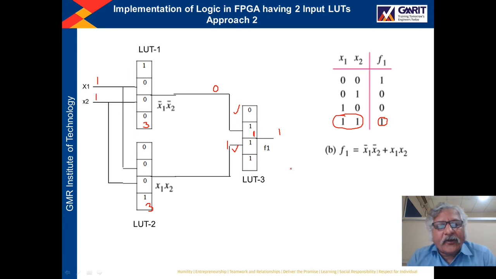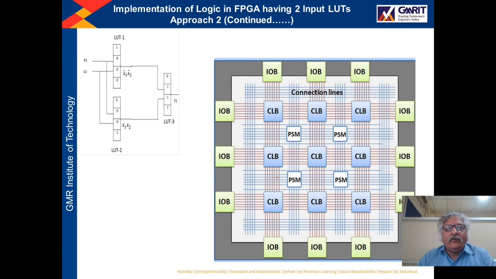Now there is a possibility that in this way also our synthesis tool may generate the netlist, right? So the same logic is implemented by using 3 LUTs now. LUT number 1, LUT number 2, and LUT number 3, right? So let us assume the same logic is implemented in the same FPGA, which has 2-input LUTs.